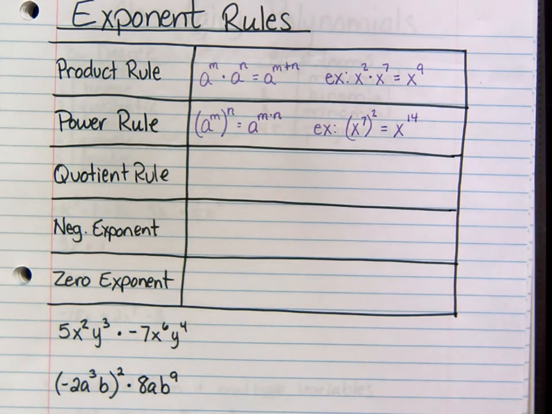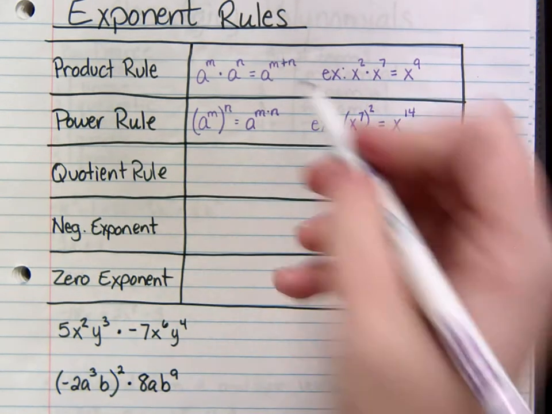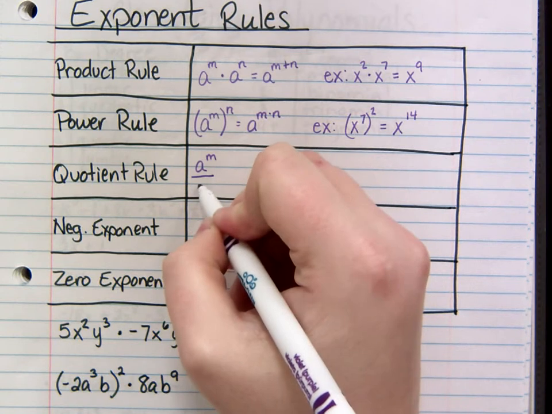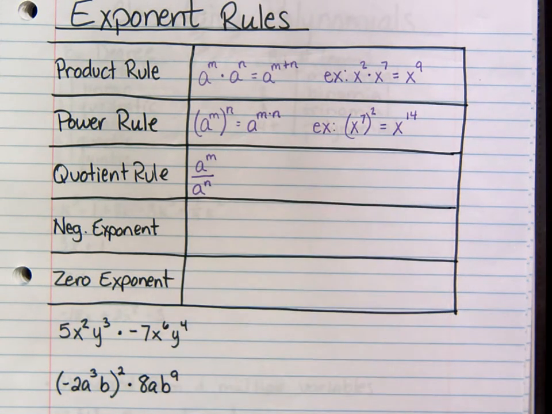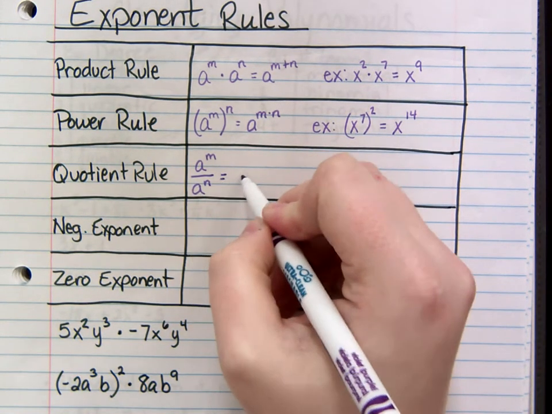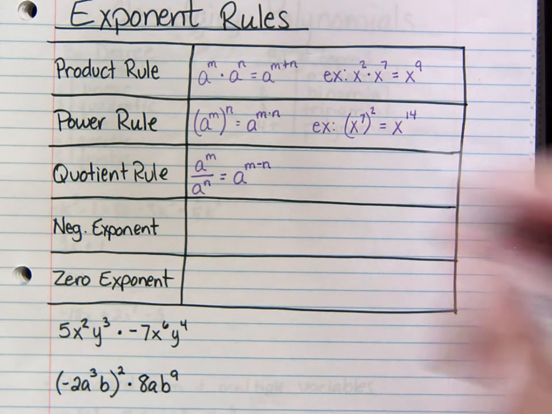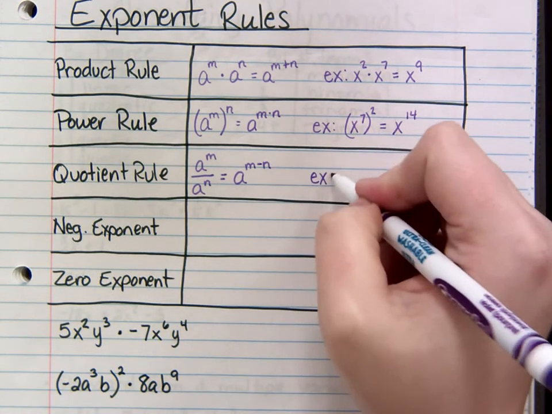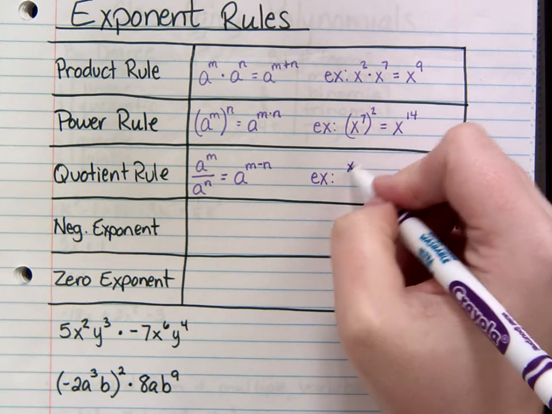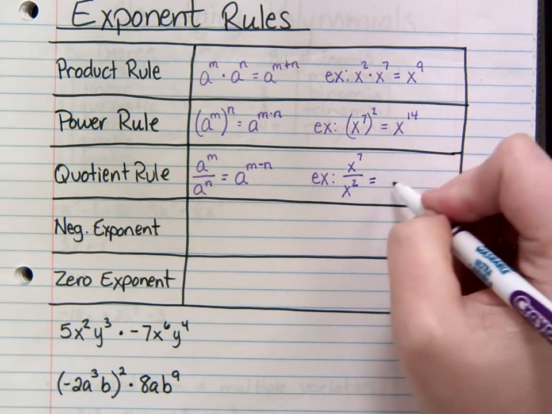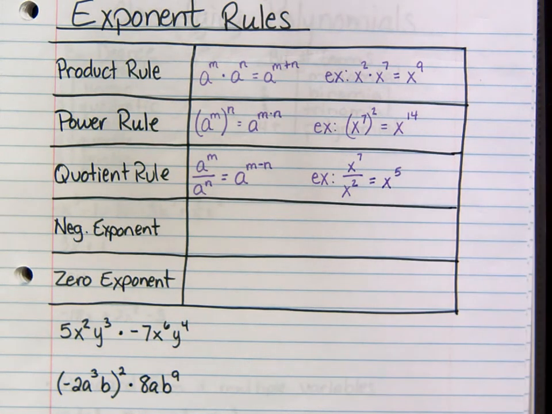Quotient rule is if I divide exponents. So, if I take two numbers with the same base, I would subtract the exponents to get the answer. So, for example, if I take x to the 7th divided by x squared, I'm going to get x to the 5th.